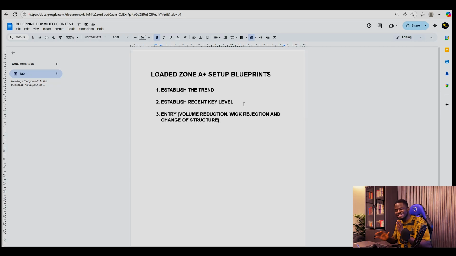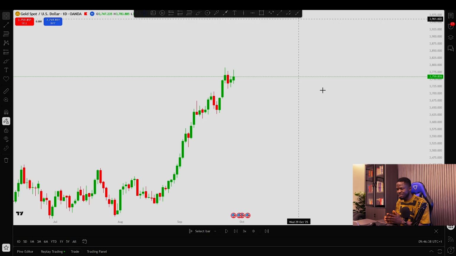The third one is the entry model. Before you execute your trade, there are confluences you must check before you press buy or sell on your MT4 or MT5. The first one under the Loaded Zone A+ setup blueprint is volume reduction, weak rejection, and change of structure. Don't worry, I'm going to explain everything in this video. This is the daily time frame of the gold market, right?